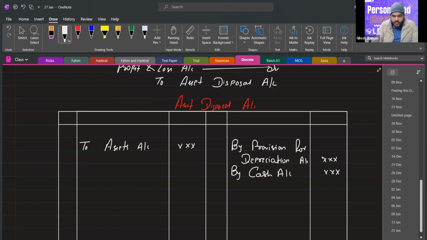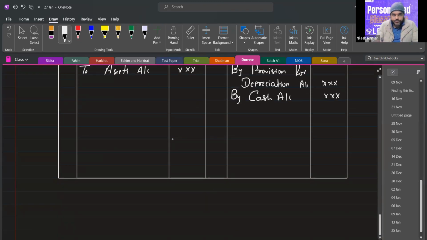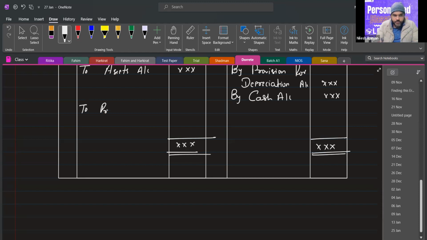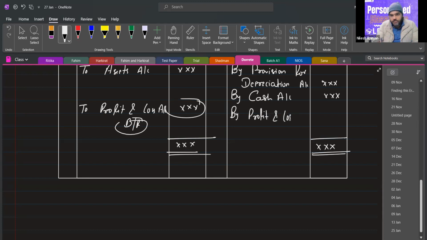After writing asset balance, provision, and cash, we have to calculate the balance. So we will total both sides, whichever is higher, we will write it here. And the balance will be written as to profit and loss. If it is on the debit side, then it is profit. This is the balancing figure. And if it is on the credit side, then it is loss.